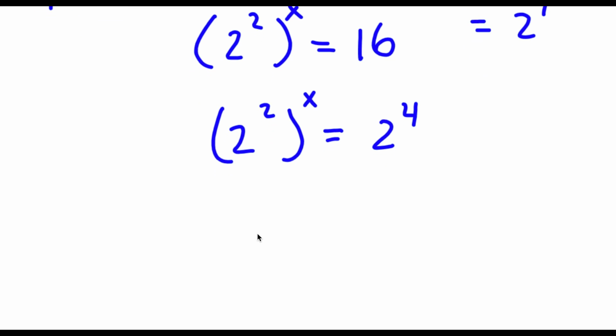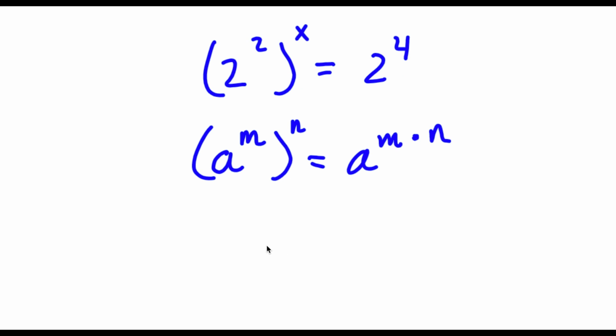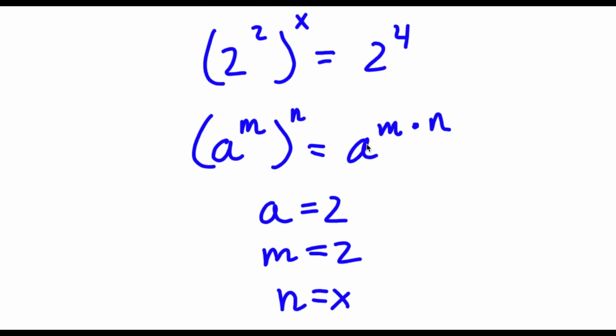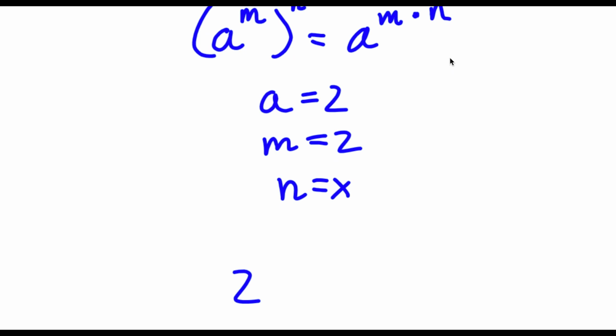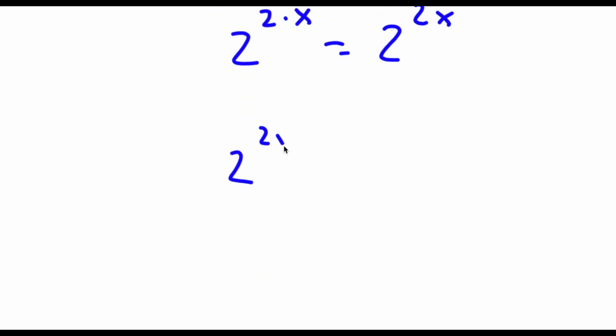So now, if I have something in the form a to the power of m to the power of n, this is the same thing as a to the power of m times n. So in the case of 2 to the power of 2 to the power of x, we can think of a as 2, m as 2, and n as x. So this would equal a, so 2 to the power of m times n. So 2 times x, which is the same thing as 2 to the power of 2x. So now I have 2 to the power of 2x is equal to 2 to the power of 4.